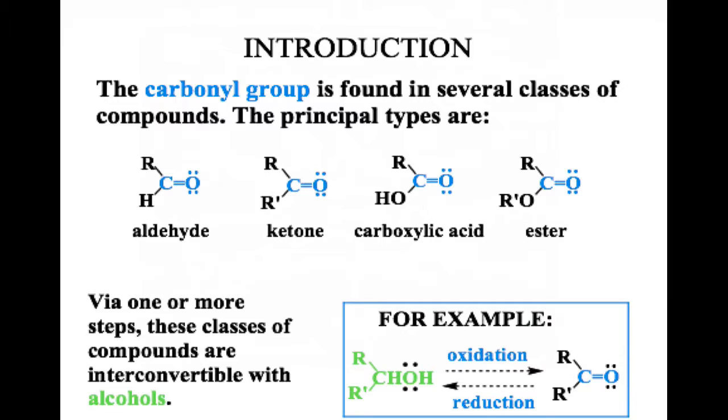And it turns out that the carbonyl is very good at doing a variety of different types of chemistry. So we can do chemistry on aldehydes, ketones, carboxylic acids, and esters, okay? And a lot of what we can do is actually oxidation and reduction.